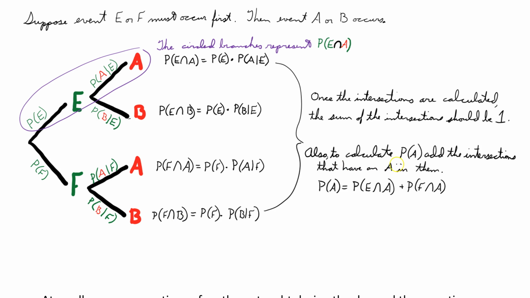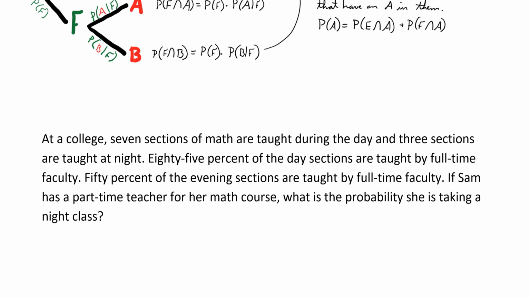Also, if I wanted to know the probability of A, then I could add the intersections that all have an A in them. So if I want to know the probability of A, I need the answers for the two end results of these branches. Probability of E intersect A and probability of F intersect A is equal to the probability of A. And that can lead us to being able to answer other questions. I want to move on to an example.